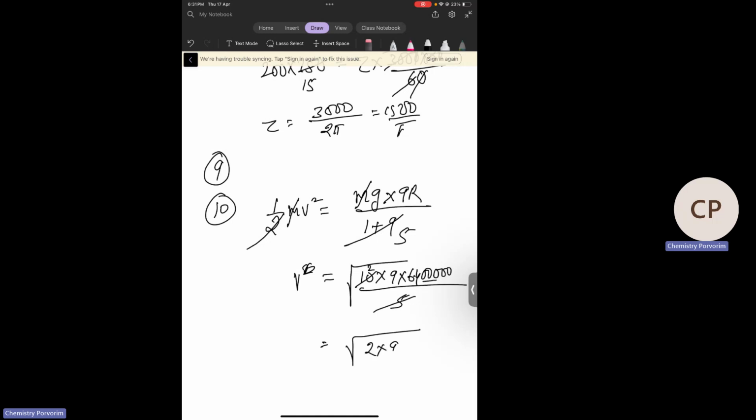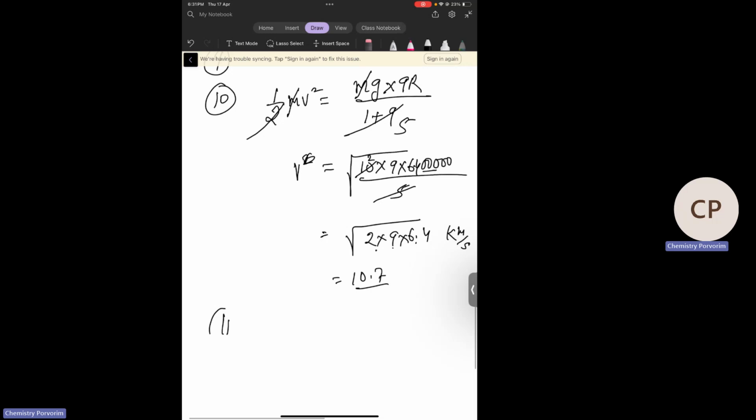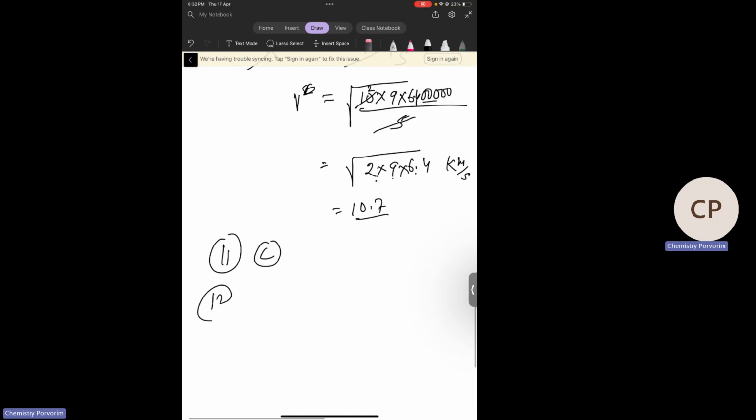2 into 9 into 6.4 kilometre per second, how much will it come? 54 around 10.7, approximate value. 11. During simple harmonic motion of a particle, the acceleration has a phase difference of 180 degrees with displacement. Option C. Question number 12.